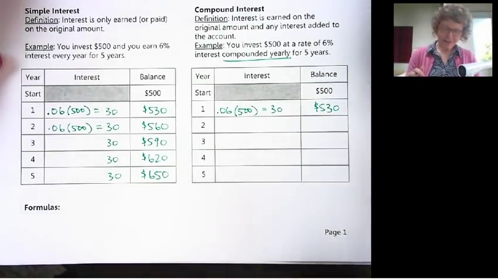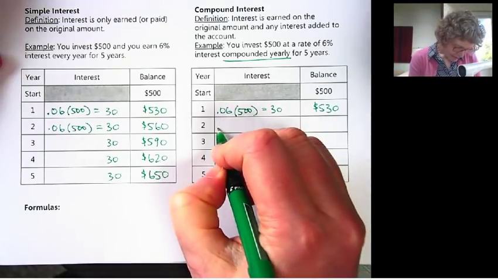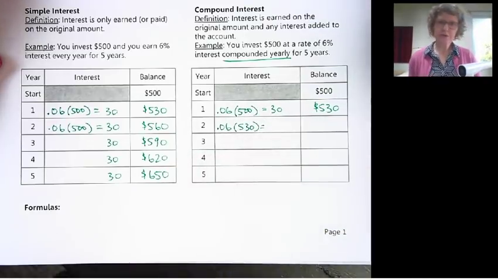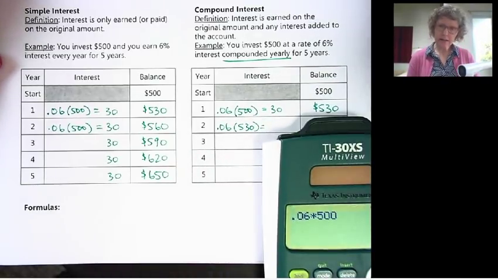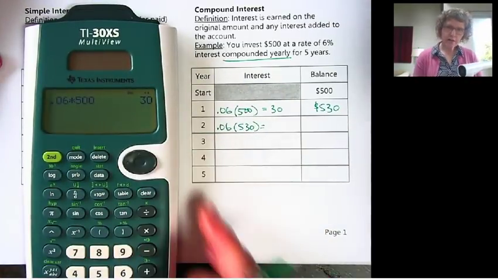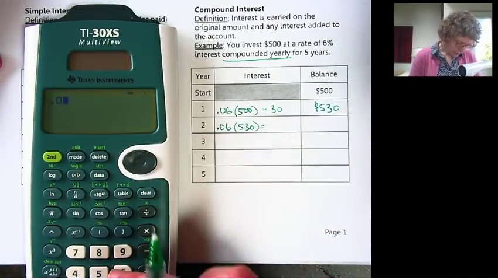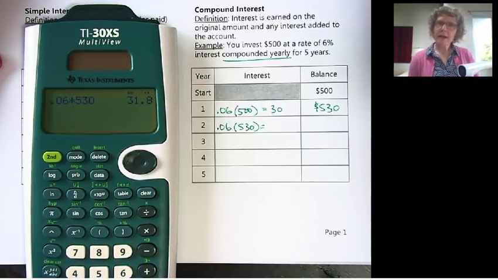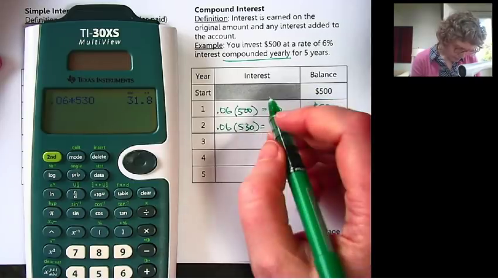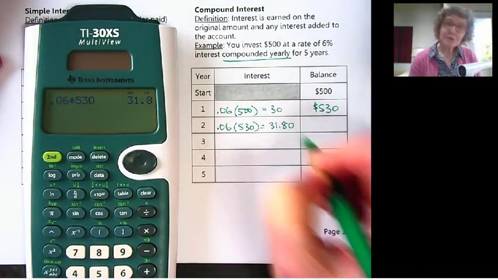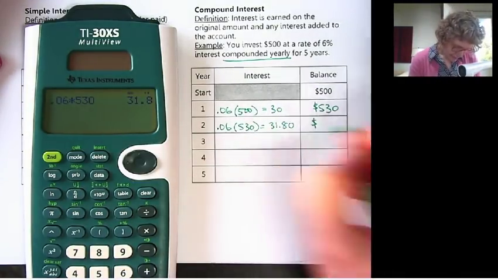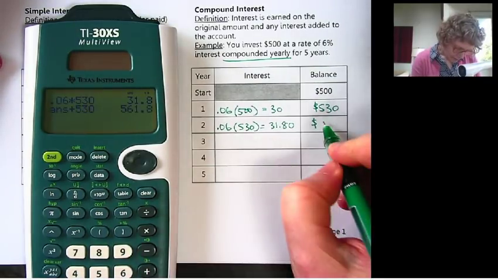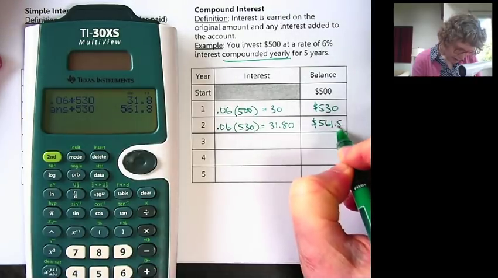But the second year, now we get interest on the whole balance. So we get interest on the $530. So let's see, I'll put this over here now. Let's see what this comes out to be. 0.06 times 530, 31.80. So we got interest on our interest. Isn't that interesting? So let's add this on, plus 530, 561.80.